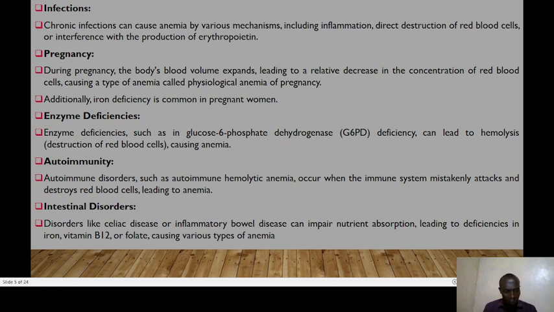Autoimmunity is also another cause, where autoimmune disorders such as autoimmune hemolytic anemia occur when the immune system mistakenly attacks and destroys the red blood cells, causing anemia.